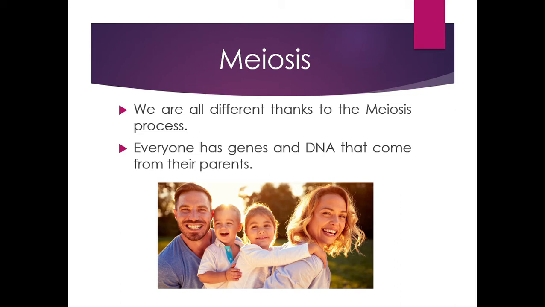For example, here in the picture, we can notice that the kids are a little bit different from their parents. Of course, they have some similarities, but what happens is that when both of their gametes recombine, they create a new combination. That is why they get, for example, a combination between the color of the mother's hair and the father's hair, or a combination between the height of both of the parents, and so forth.